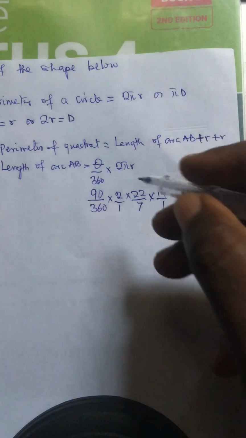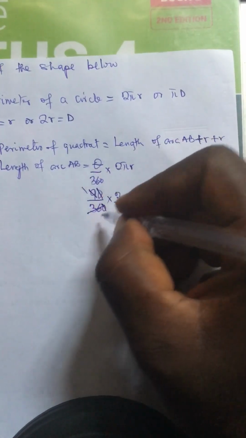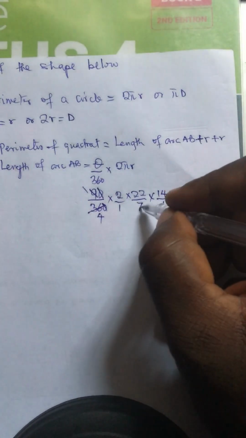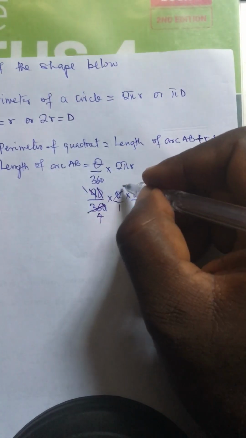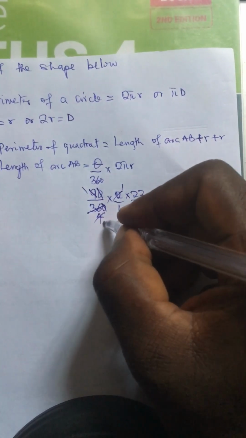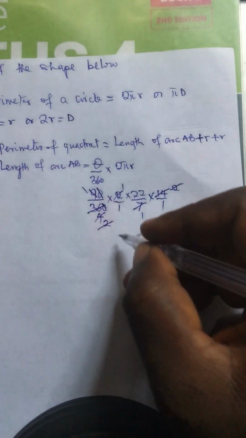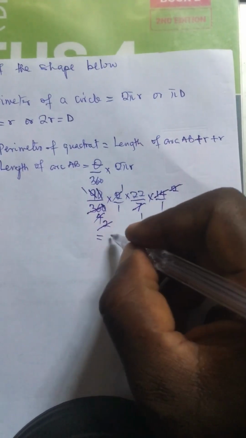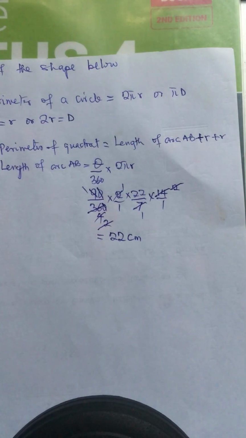I evaluate. This 0 cancels this 0. 9 here, 1, and 9 into 36 is 4. 7 here is 1. 7 into 14 is 2. These 2 will give me 1, and these 2 will go into 4 to give me 2. And of course, these 2 will cancel out each other. So the length of the arc is simply 22 cm. Do you see that? So I have gotten all the sides of this quadrant now.